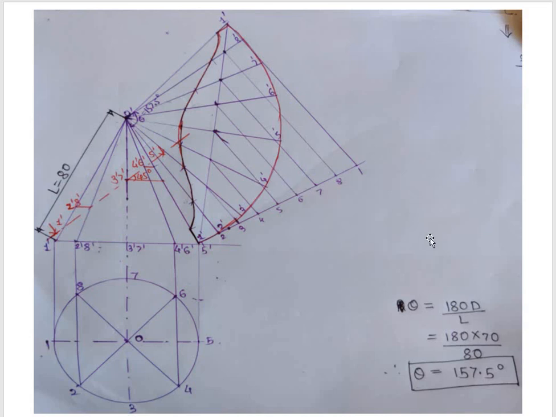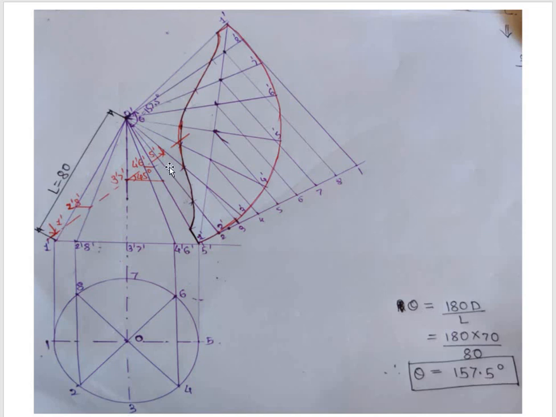For that we already have a formula: theta is equal to 180 d by L, or you can use the other formula, theta is equal to R by L into 360 degrees. So this is 180 into the diameter, which they have given as 70, and the true length. Don't take the axis height. You have to measure O' 5' or O' 1' in the compass as the true length, and after measuring, write down whatever your true length is. In this way you calculate theta is equal to 157.5 degrees.